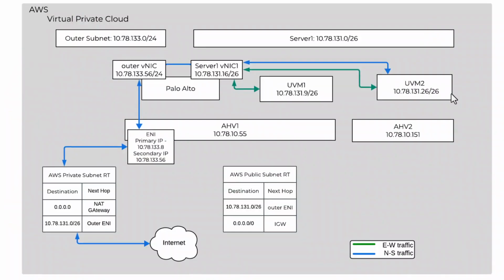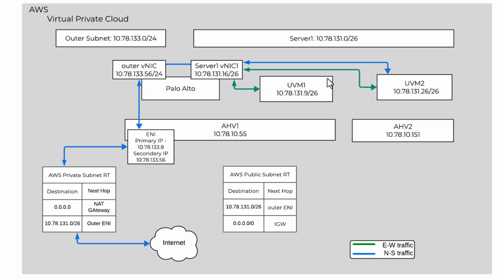So here's our AWS environment. We have our Palo Alto running as a VM on the cluster, which before it had to be an EC2 instance. So you're going to save anywhere from $2,000 to $3,000 American by having this on the NC2 cluster. And then we're using this server subnet 131.0/26, UVM1, UVM2. These will be marketing research machines in our demo.